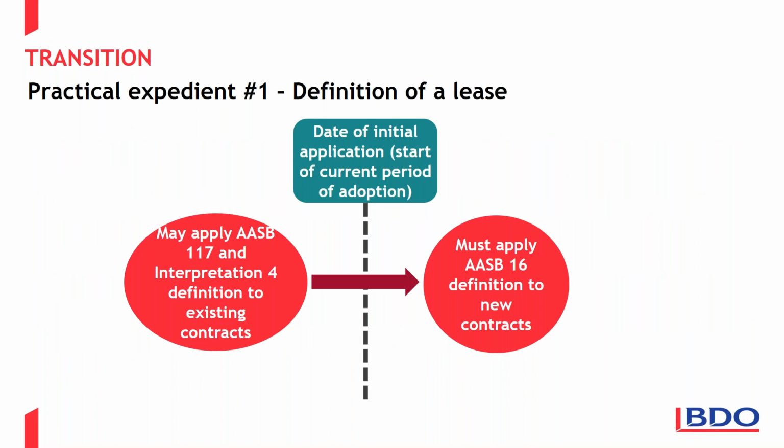Also on transition, there's a number of practical expedients. And the first one is around the definition of a lease. And this practical expedient is available for all the transitional methods. And really what it's saying is if you've previously made an assessment on whether an agreement meets the definition of a lease, and you've applied AASB 117 and Interpretation 4 correctly, you can grandfather that analysis and determination. And you will only apply the AASB 16 definition of a lease to all your new contracts.